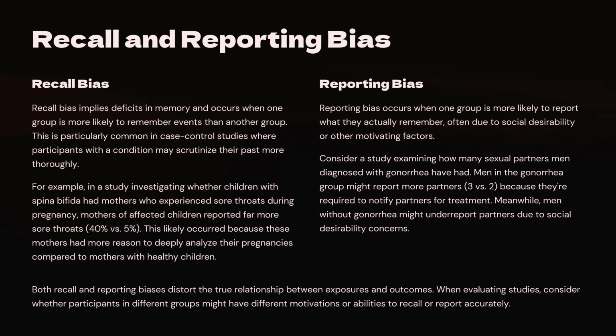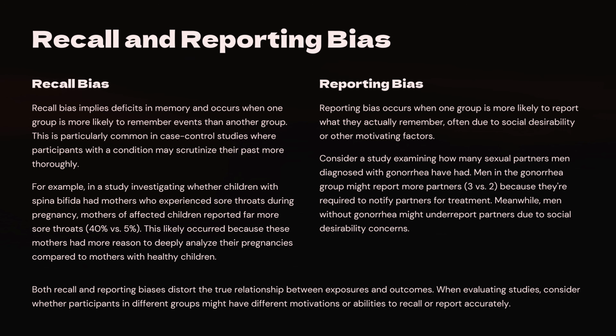Going into a little more depth on the types of information biases. Recall bias, as I already mentioned, but we'll see an example here. In a study investigating whether children with spina bifida had mothers who experienced sore throats during pregnancy, mothers of affected children reported far more sore throats. This likely occurred because these mothers had more reason to deeply analyze their pregnancies compared to mothers with healthy children. So just think about being asked during pregnancy, so 9+ months, whether you had a sore throat. That's pretty hard. That's why recall bias is very difficult to deal with in studies, especially observational studies, which is where we see recall bias occurring.